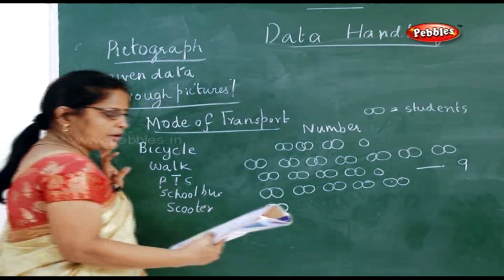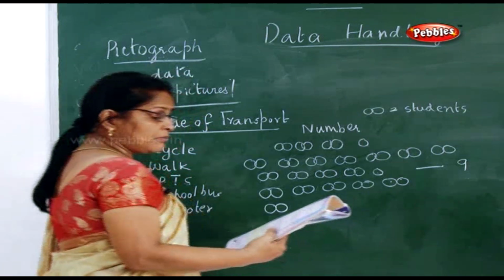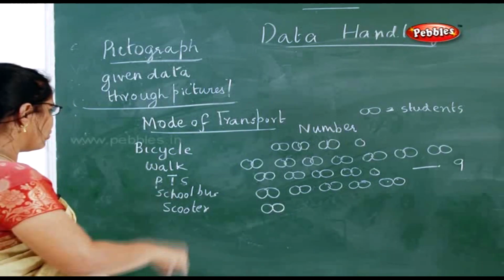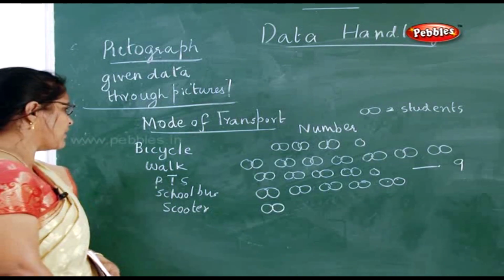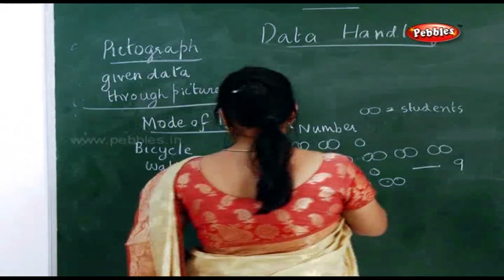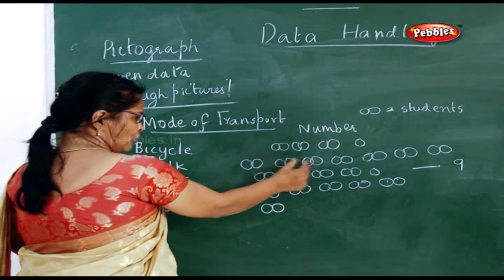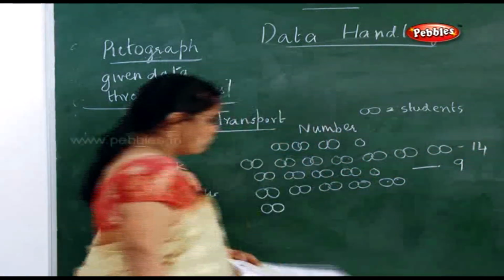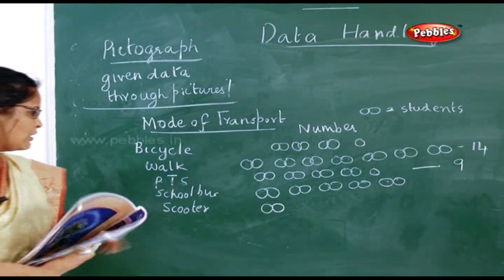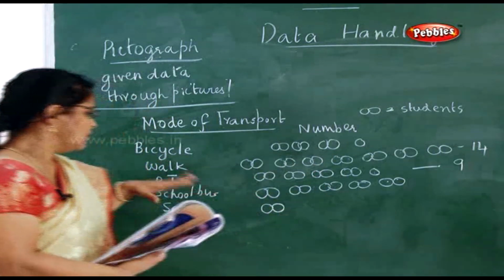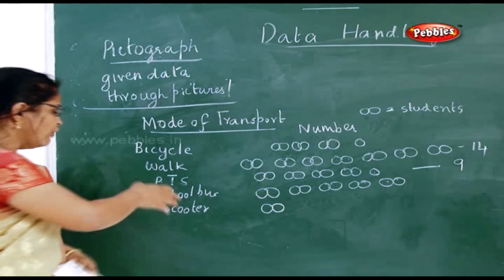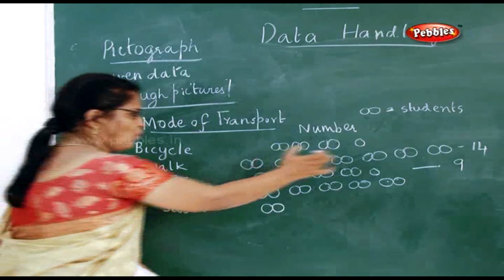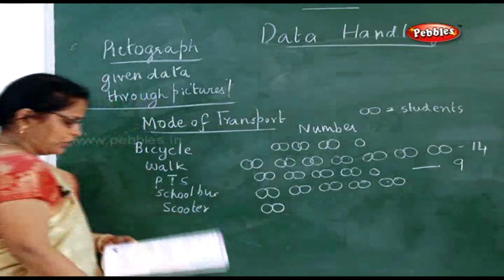Now what is the next question? What is the maximum number of students who come to school by dash? Now tell me, in which mode of transport the maximum number of students come to school? I think walking. See, 2, 4, 6, 8, 10, 12 and 14. So walking only it is more, because the rest are lesser than walking. They come by walking, because the maximum number is this one, 14.